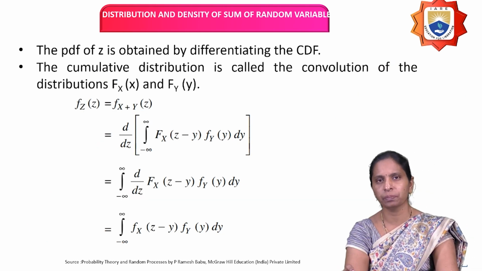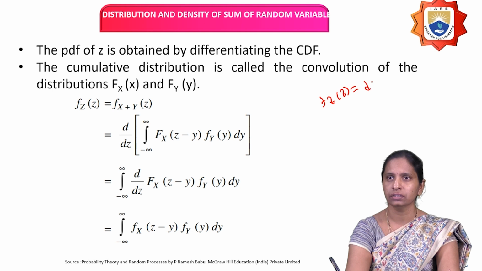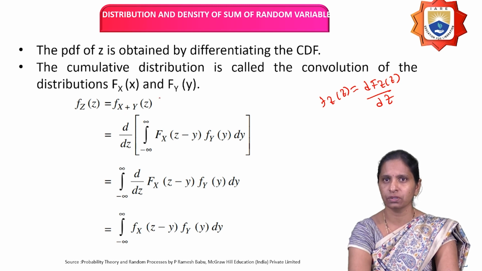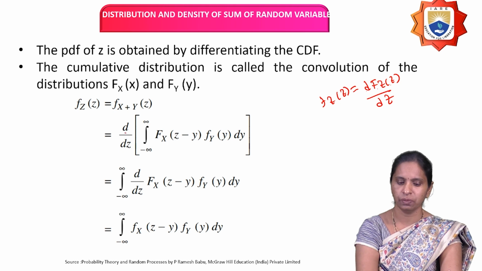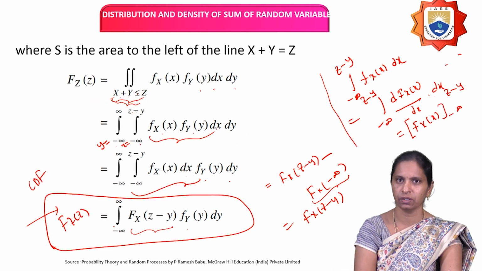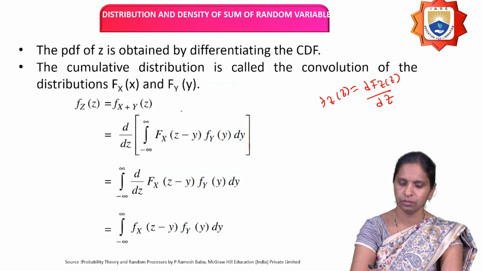Now, how can you obtain the density function? What is the relation here? The density function of the random variable z equals the differentiation of the distribution function of the random variable z. Therefore, fz of z is nothing but d Fz of z by dz. So d by dz of Fz of z, the distribution function of the random variable z, which equals the integration from minus infinity of Fx of z minus y into fy of y dy. We just substitute this here.